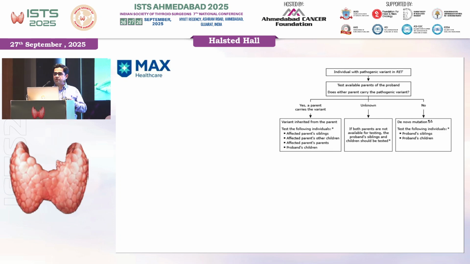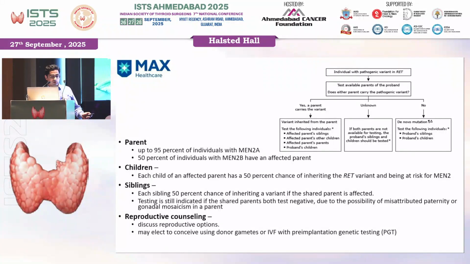Now, if a patient is having medullary CA thyroid and the RET proto-oncogene is there, then you need to test the parents of the individual. They have about 95% chance in MEN2A and 50% in MEN2B that the parents may also be involved. Children again have a 50% chance, and so do the siblings.